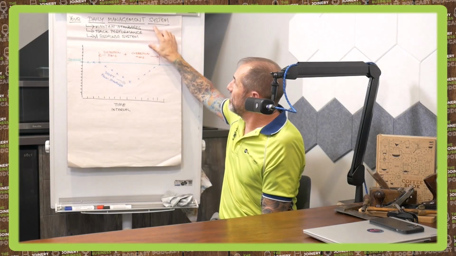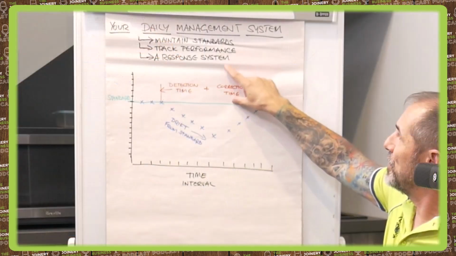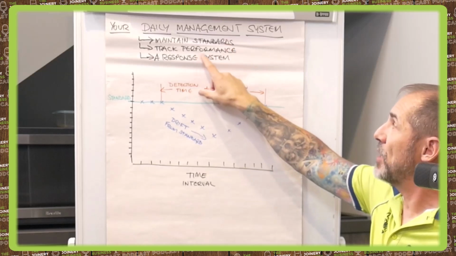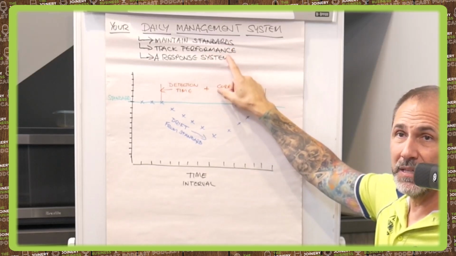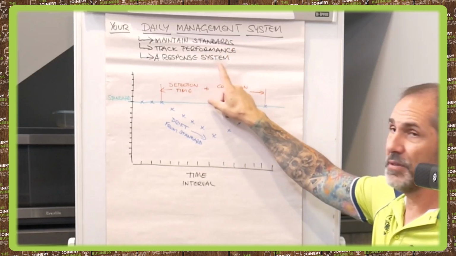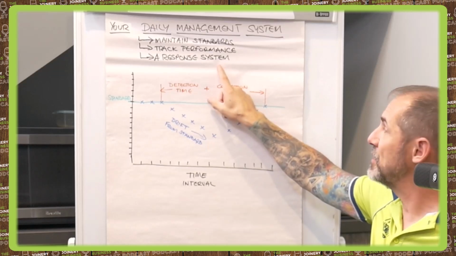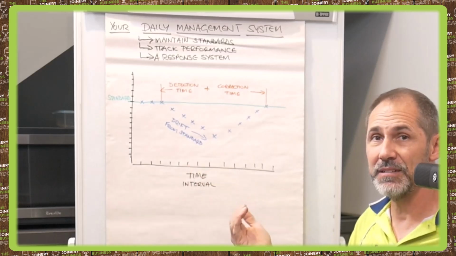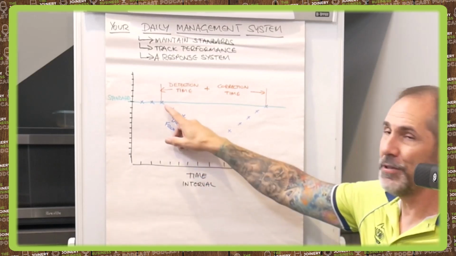What the management system does for you, if you think about what it is, it's to maintain standards, to track performance and make sure performance is being monitored. And last of all, it's a response system. It is the management response system to a problem. And a problem is always going to be a deterioration of a standard in lean thinking, or a drift from desired condition.